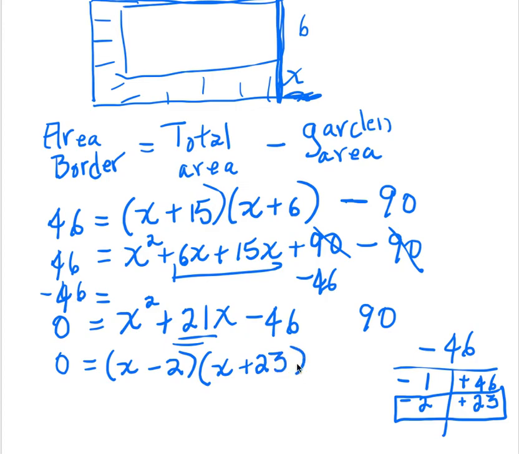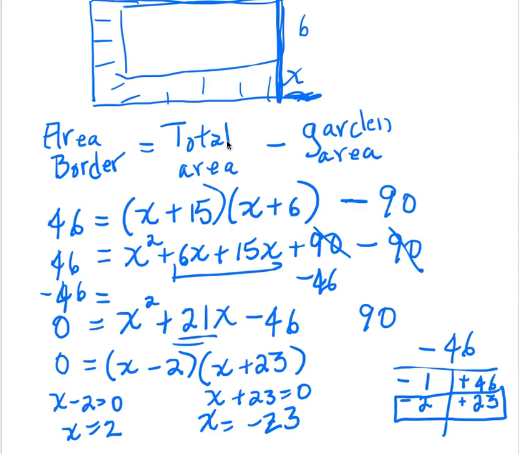Now I'm going to solve those factors. Set them each equal to 0 and solve. So x minus 2 equals 0, so x equals positive 2. x plus 23, I set that to 0 using the zero product property, and then I get x equals negative 23.